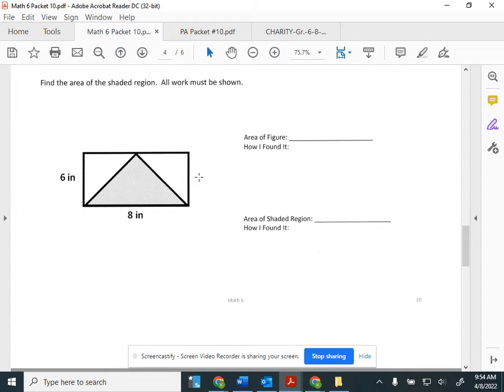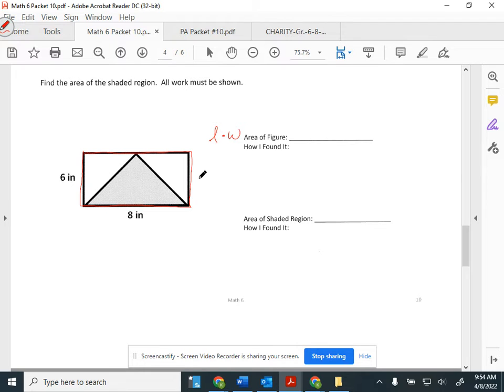Now, find the area of the shaded region. All work must be shown. So first it says the area of your figure. Our figure is that full rectangle. How do we find the area of a figure or of a rectangle? Will? You found the volume. How do you find the area? Just length times width.